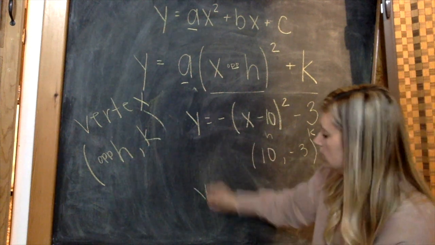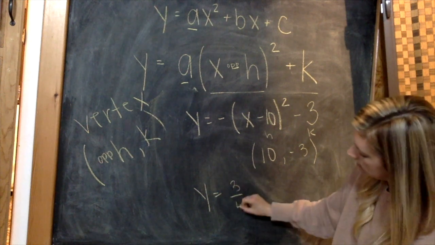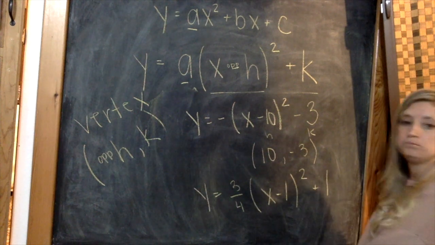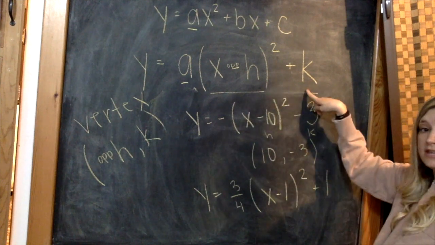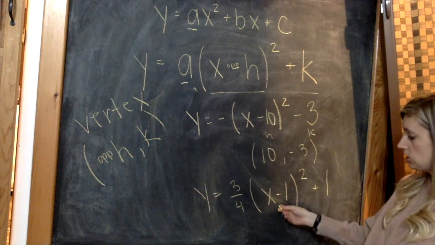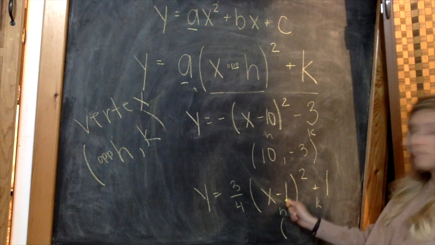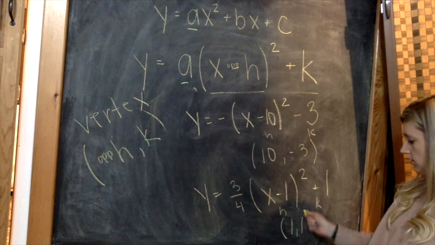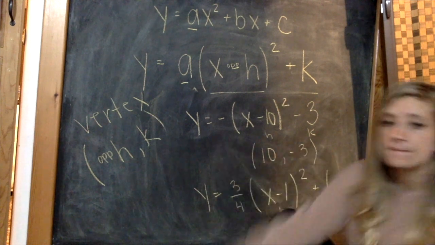Okay, and then one more. y equals 3/4 (x minus 1) squared plus 1. So just hunt h, k, h, k, h, k. Which one's your h? Which one's your k? H, k. So our vertex is opposite of negative 1, positive 1. K is 1. So our vertex is 1, 1. Okay, so hopefully that helps.